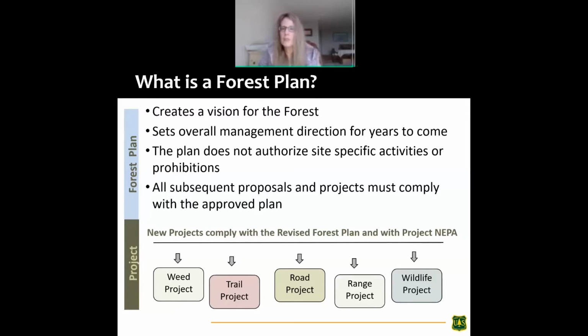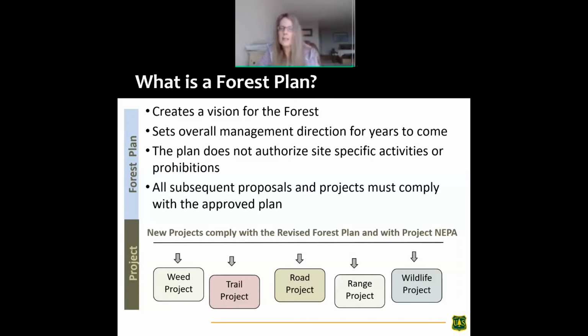But all of the projects that the Forest Service is going to do now have to be compliant with this plan. So if we do a trail project or a weed project or a timber project, that project needs to be designed to comply with this plan. And that's why it's such an important plan.